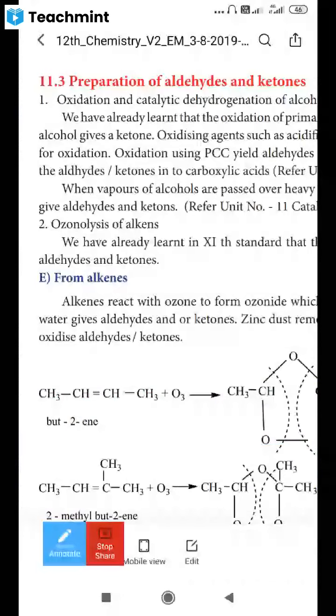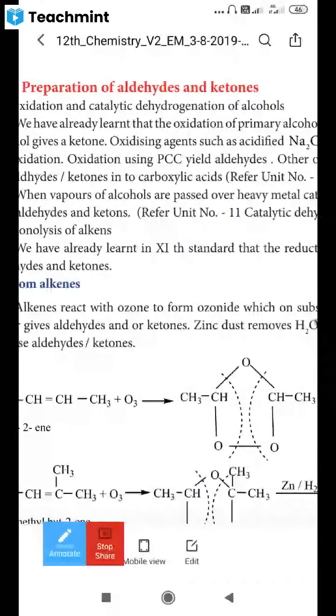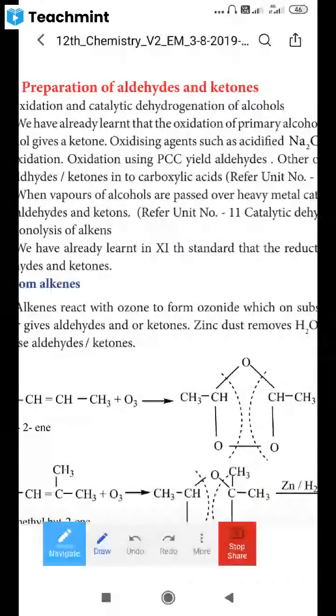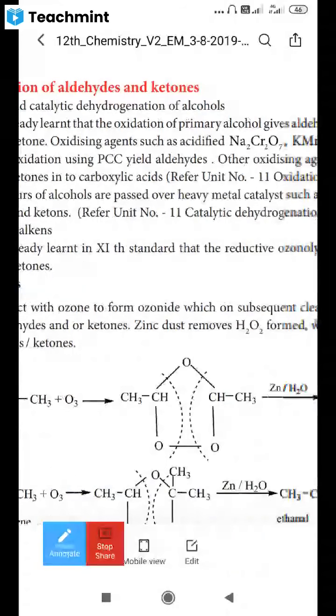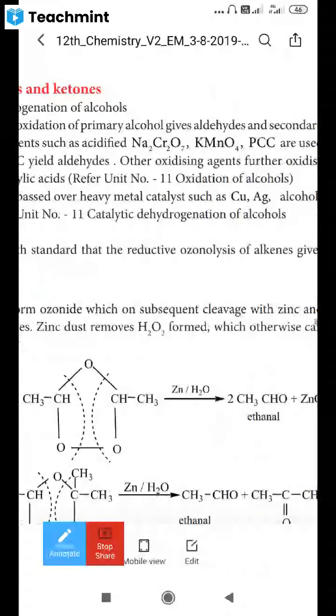So we have seen one preparation, that is from alkenes. From alkenes you can prepare aldehyde and ketone. Very important 1 mark: what is the ozonolysis reaction, 2 marks. In 1 mark, when alkene reacts with ozone, it gives this product, known as ozonide, which on further hydrolysis in the presence of zinc and water gives aldehyde and ketone.